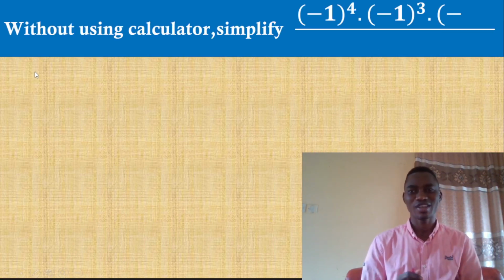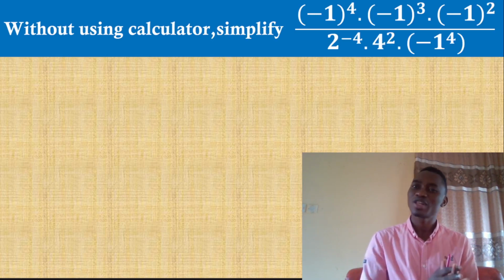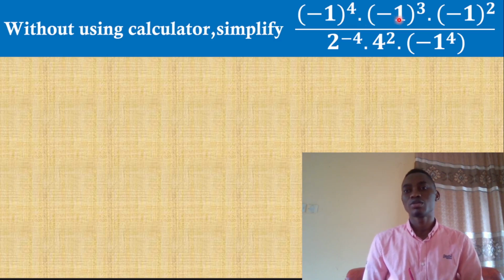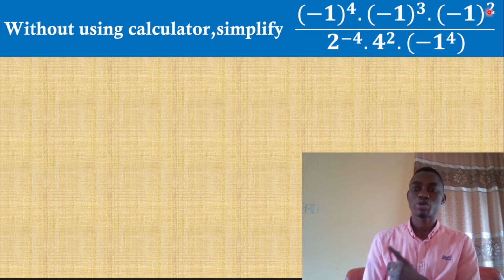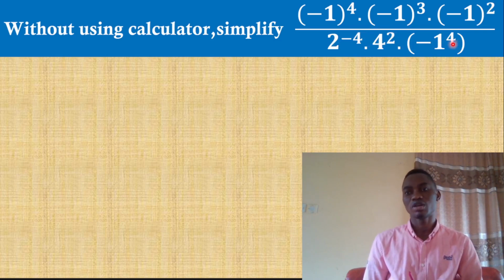Very interesting. Now, this is the question. Simplify without using a calculator: (-1)^4 times (-1)^3 times (-1)^2 divided by 2^(-4) times 4^2 times (-1)^4. Okay, this dot means multiplication. It means times. All right.